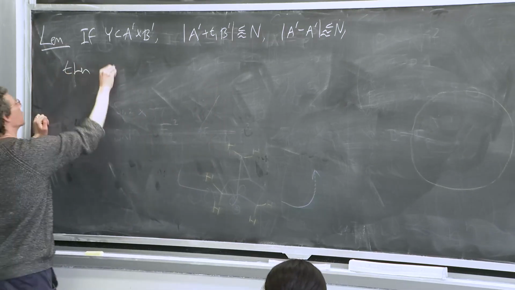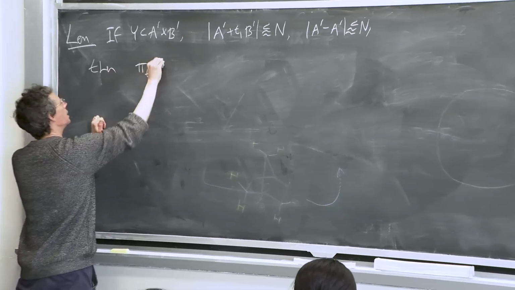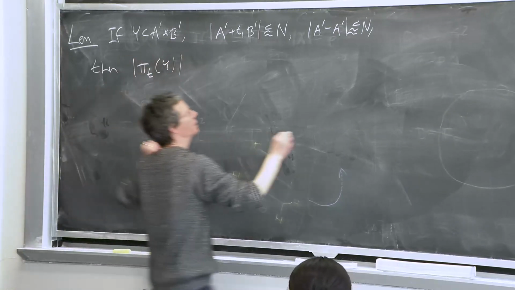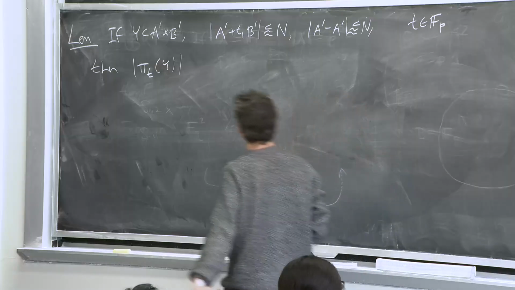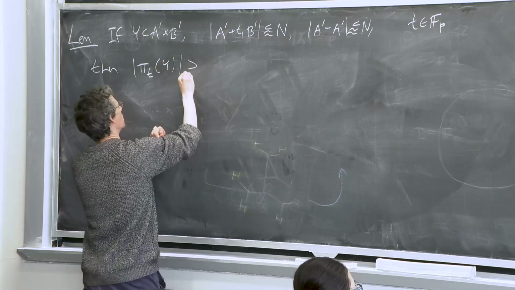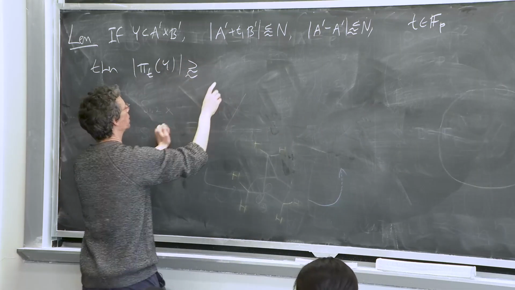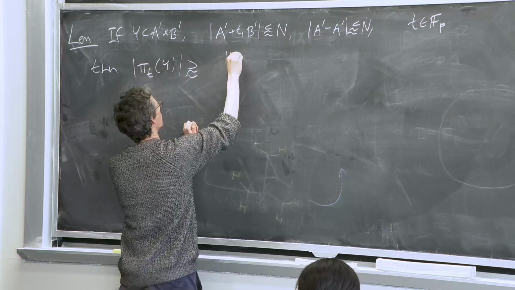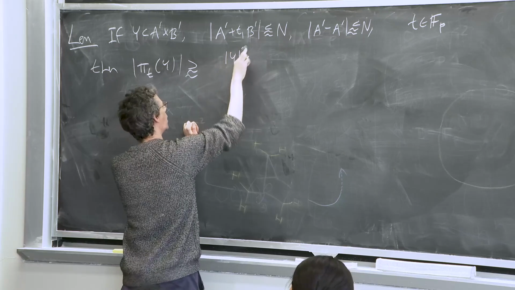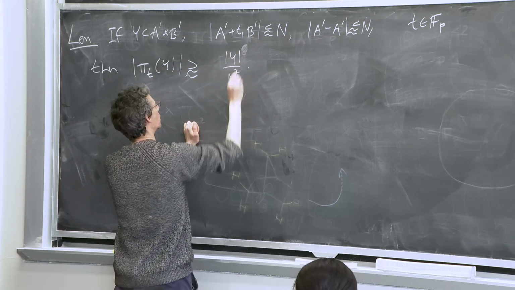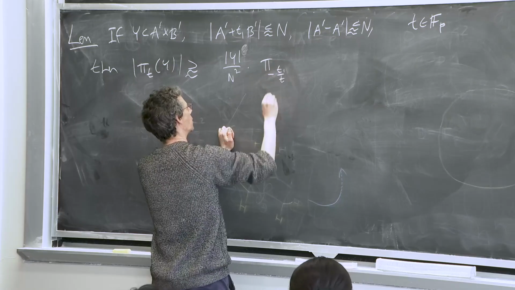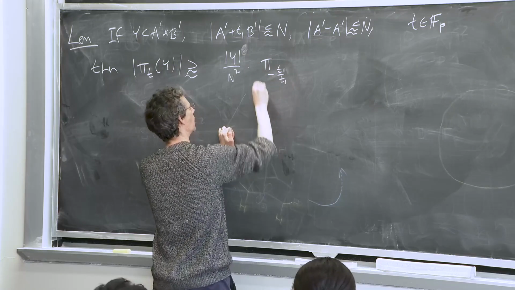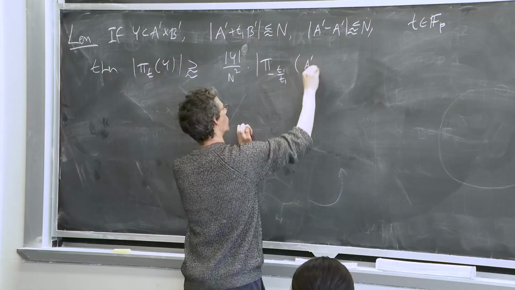Then |π_t(Y)|, for any t, where t is just anybody in F_p different from t1, is bigger than ≳~ |Y| over N squared, times |π_(t/t1)(A' cross A')|, the projection in a different direction, t over t1, of A' cross A'.